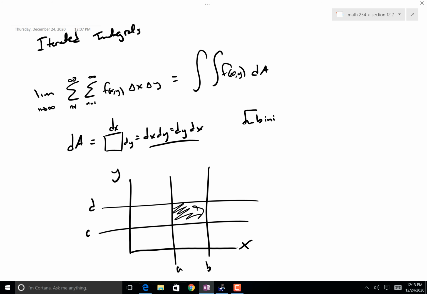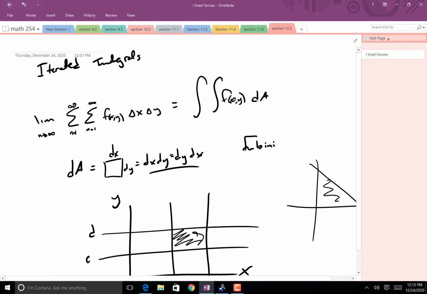Now, in 12.3, 12.4 and beyond, they get a little uglier because we're not going to be integrating over just a rectangle. We might be integrating over a triangle or some such. But for right now, it's really easy. It's just integrating over this rectangle.